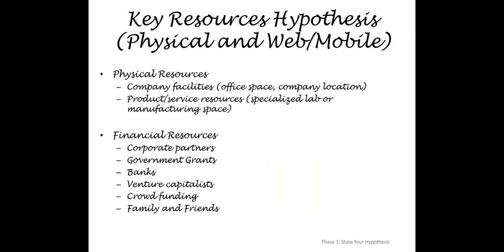Then you have your key resources hypothesis: physical and web/mobile channel. Physical resources: company facilities, office space, company location, product and service resources. Financial resources might be corporate partners, government grants, banks.